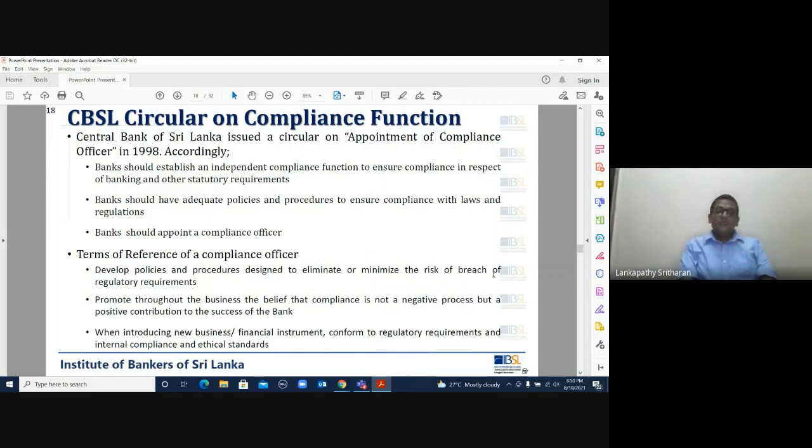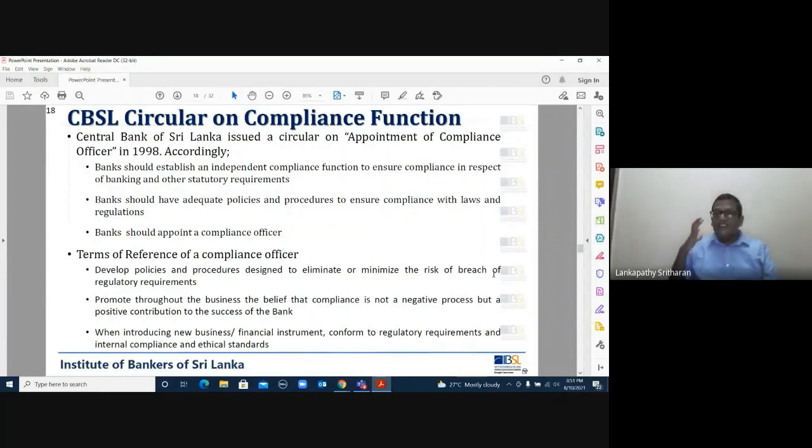The second one is promote throughout the business the belief that compliance is not a negative process, but a positive contribution to the success of the bank. The compliance officer function, actually, we have a conventional mindset. Some conventional mindset is, okay, compliance functions and risk management functions, these regulatory requirements are an additional burden to the banks. That is our general mindset. But actually it is not.